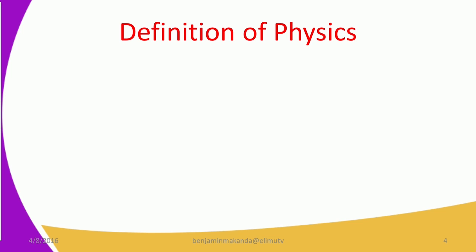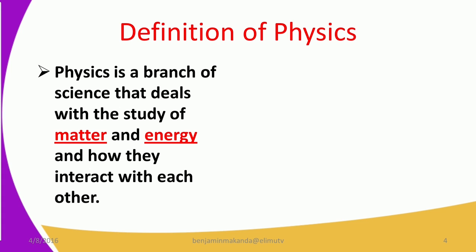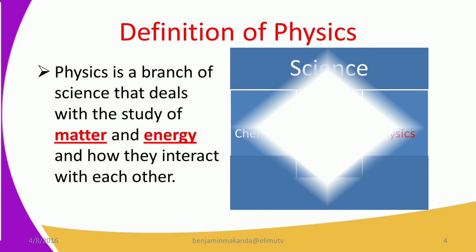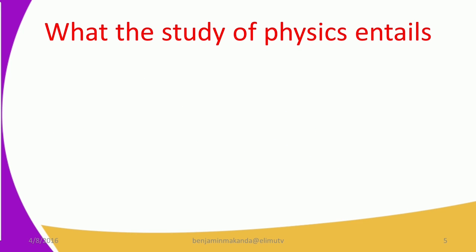Definition of physics. So, what is physics? Physics is a branch of science that deals with the study of matter and energy and how they interact with each other. Now, the key terms here are matter and energy. So, physics is a branch of science, and from the diagram we see science is the major one there. Then we have other branches which include chemistry, biology, and physics. But now, physics deals with matter and energy.